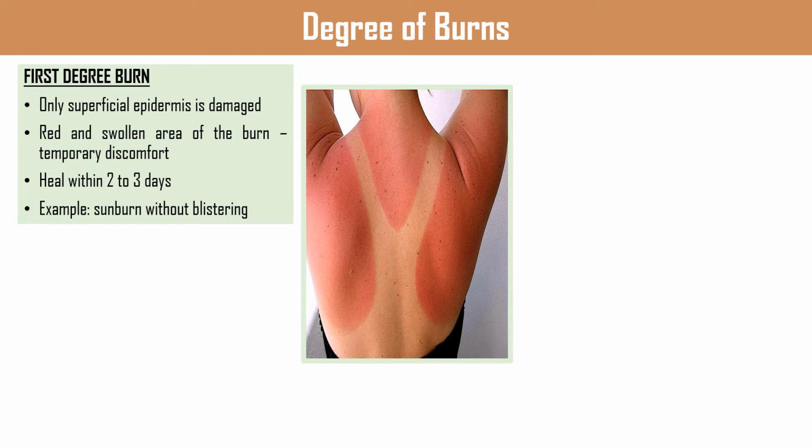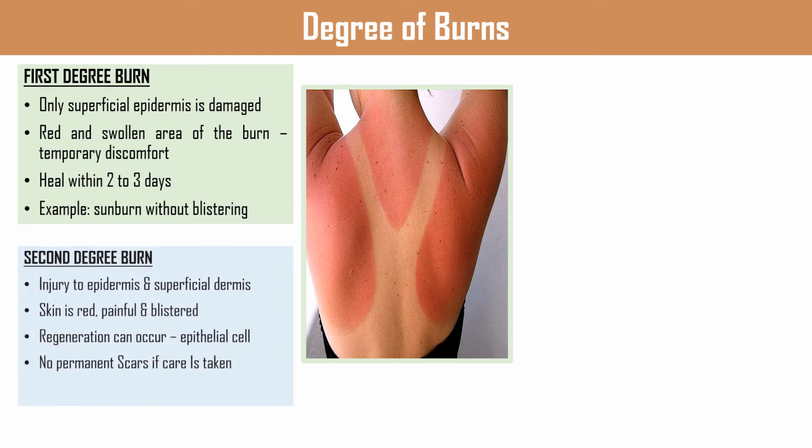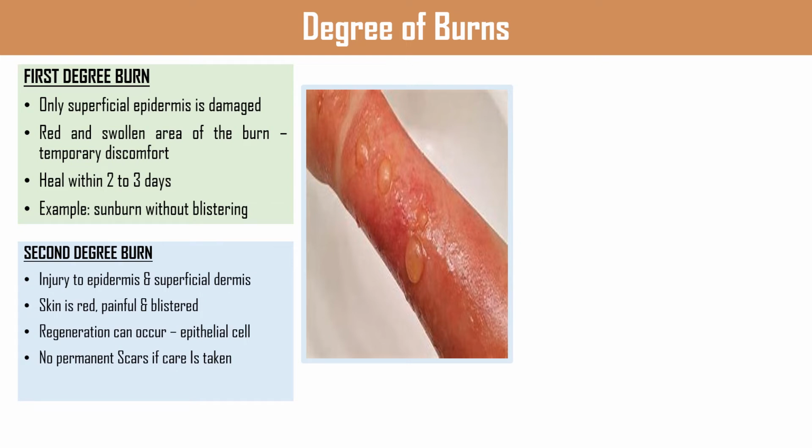Then we have the second degree burn. Second degree burn involves injury to the epidermis and superficial part of the dermis. The skin is red and painful and blistered. Because a sufficient number of epithelial cells are still present, regrowth or regeneration of epithelium can occur. Ordinarily, no permanent scar results if care is taken to prevent infection.